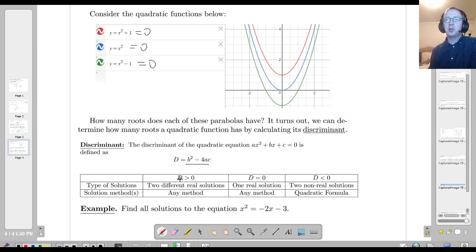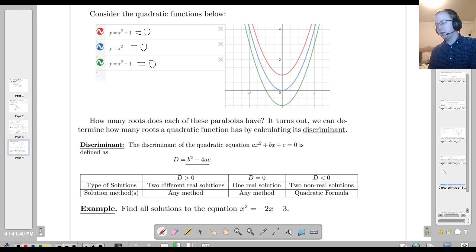So we've summarized that comparison here. If the discriminant is positive, then you're going to have two real solutions, and you can use whatever method you want. If the discriminant is 0, then you're going to have one real solution, and you could still use whatever method you want. The real use for this is if the discriminant is negative, then you know not only that there's going to be two non-real solutions, in other words, stuff involving i, you also know that you really should be using the quadratic formula to solve that equation.